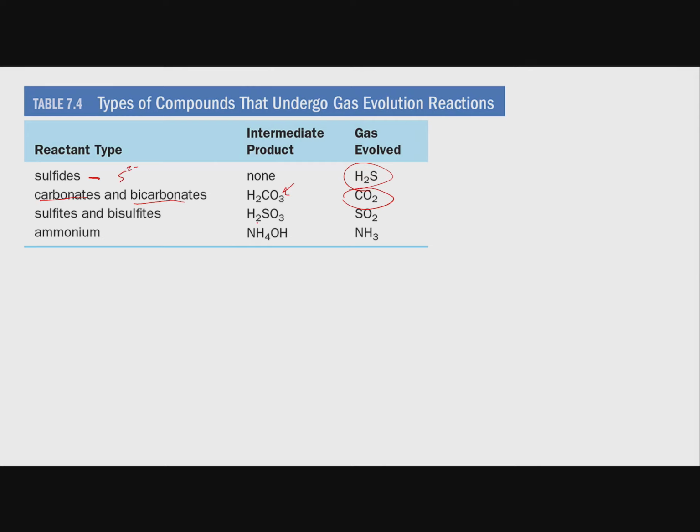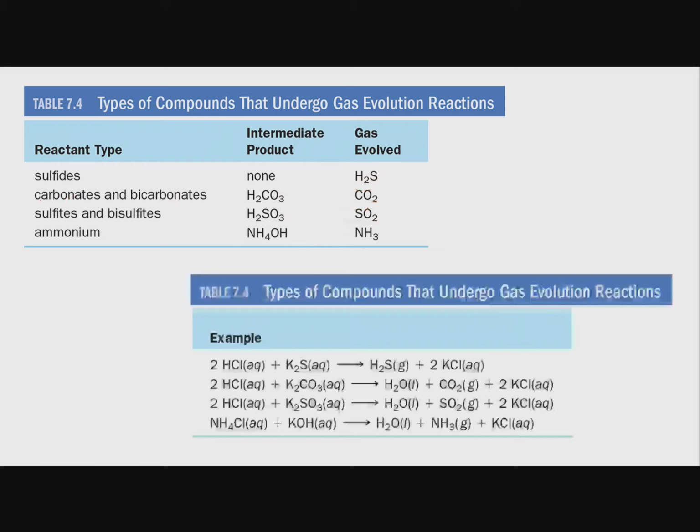Sulfites and bisulfites come in the SO3 category. These give us SO2 as a gas. And then ammonium, specifically having NH4+ in our compounds, this yields ammonia gas, NH3. So let me show you a more detailed reaction. So here you can see examples.